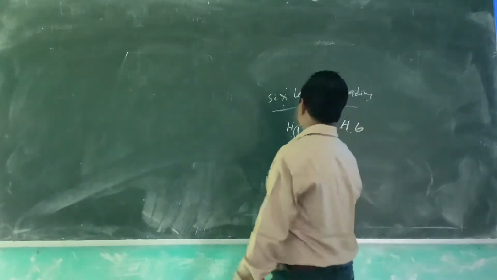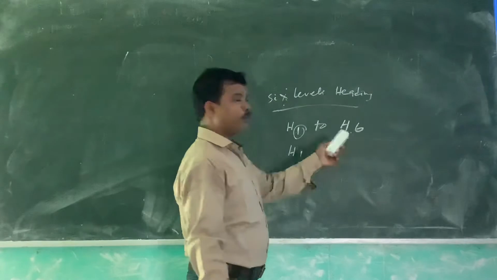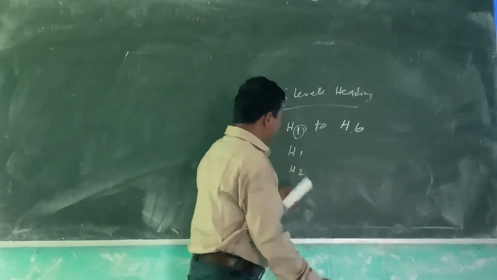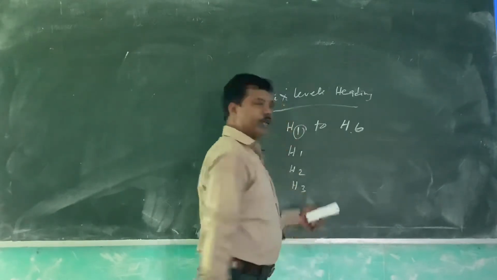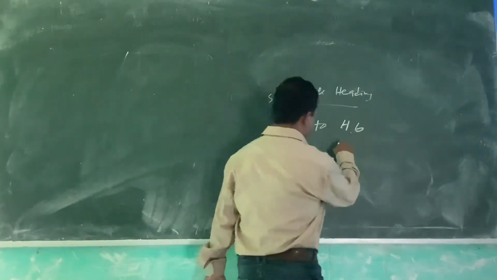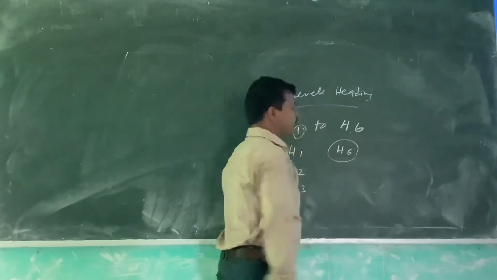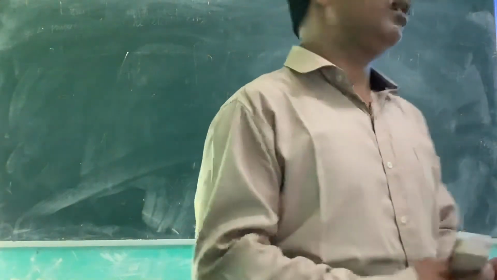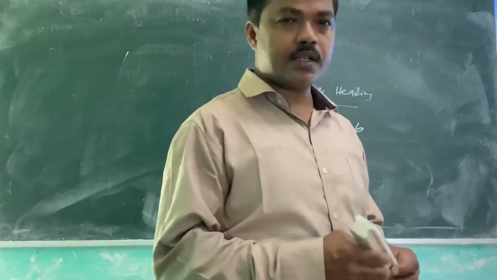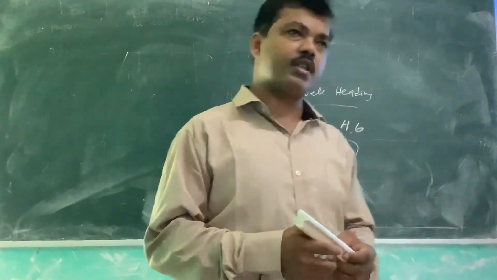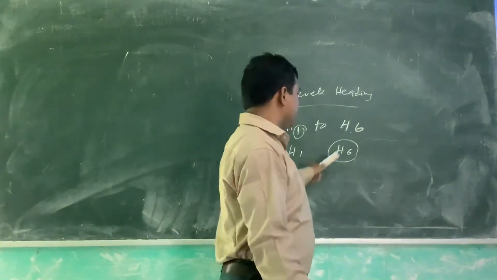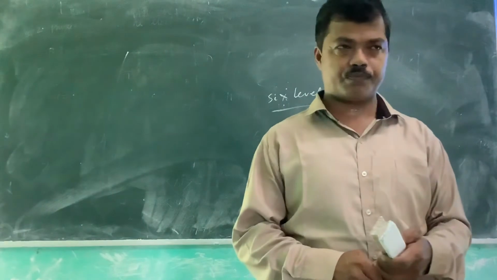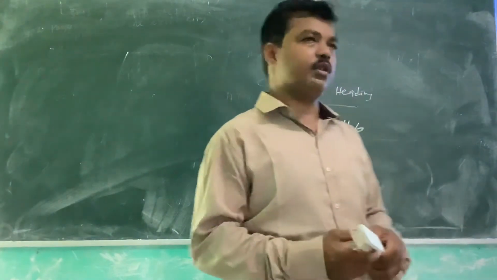That means heading 1 text will be larger than heading 2. Heading 2 will be larger than heading 3, like that. The font size or letter size of the heading 6 text is smaller than heading 5, and heading 5 text will be smaller than heading 4, and so on.